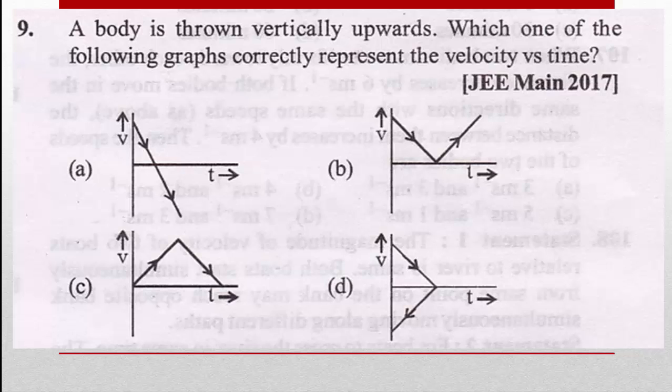What are the uses of the velocity and time graph? It is used to find the acceleration of the body. It is used to find the slope of the graph. It is used to find the position of the body. It is used to study the nature of the motion of that body. These are the uses of the velocity and time graph. Here the question is, a body is thrown vertically upwards.